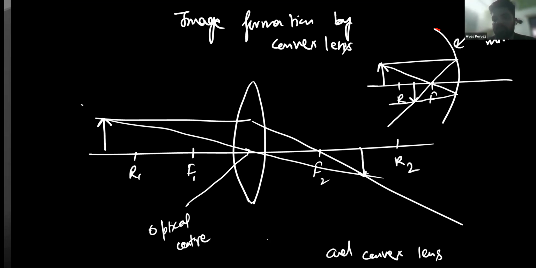R2. So the image will be formed. If you take equal distances, this distance equal to this distance, and equal to this distance, then the image will be formed between F2 and 2F2, that is between F and R. Got it? Understood? When the object is placed beyond R, the image will be formed between R and F.